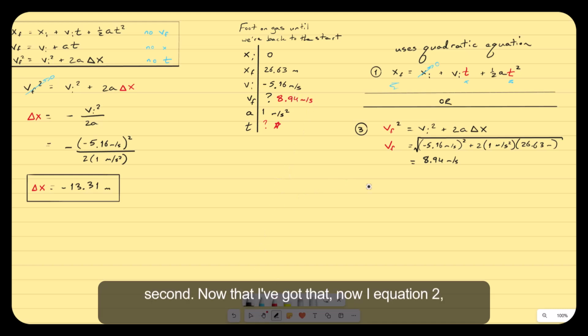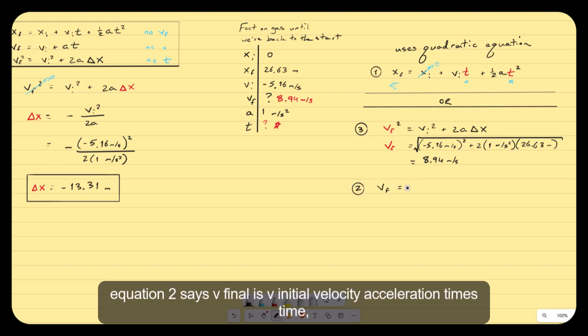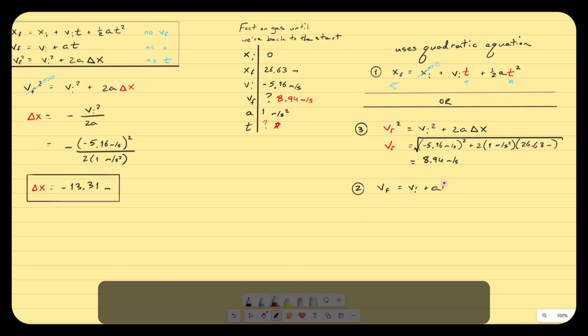Now that I've got that, now I can use equation 2. Equation 2 says V final is V initial plus acceleration times time. I'm looking for time, but aren't we all? V final minus V initial over A. And the time that I get here is 14.1 seconds.